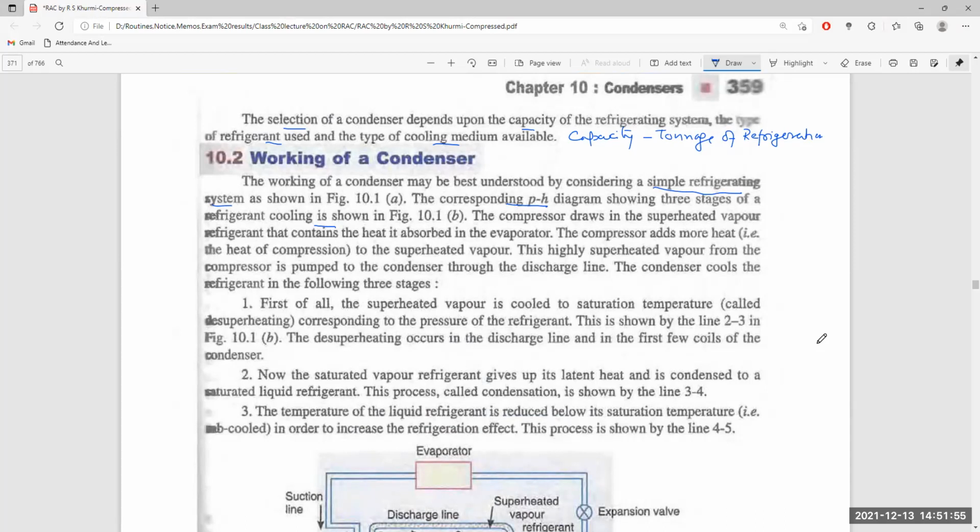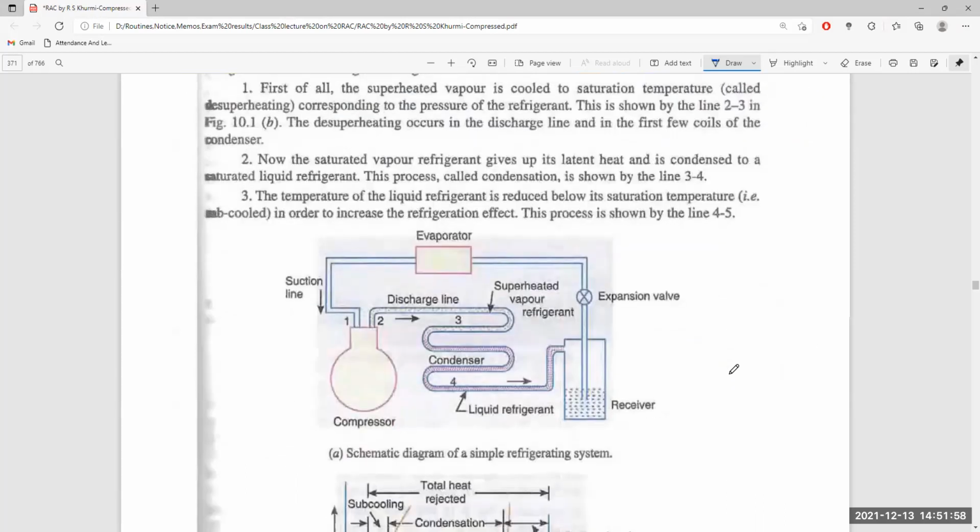First of all, I'm showing you again what I have just told you. This is the evaporator here. Here heat is absorbed from the surroundings of the cooling coil of the evaporator, and it heats the refrigerant to the superheated region. Then it is compressed and heated to a higher superheated region in the compressor, and then it is pumped by the compressor through the discharge line to the condenser here.